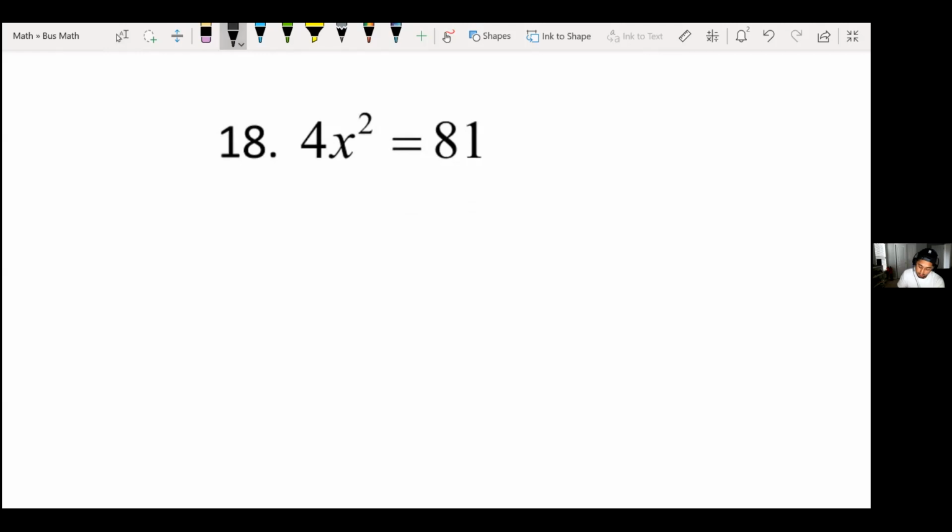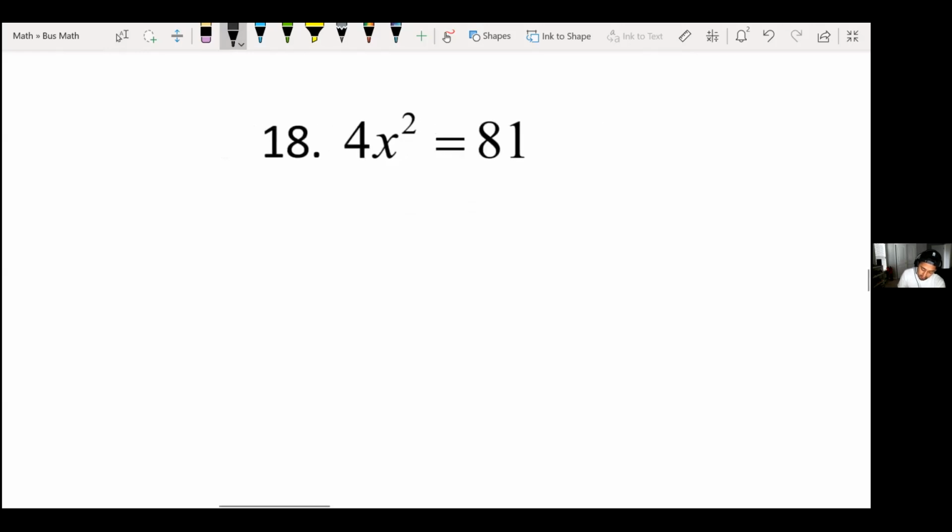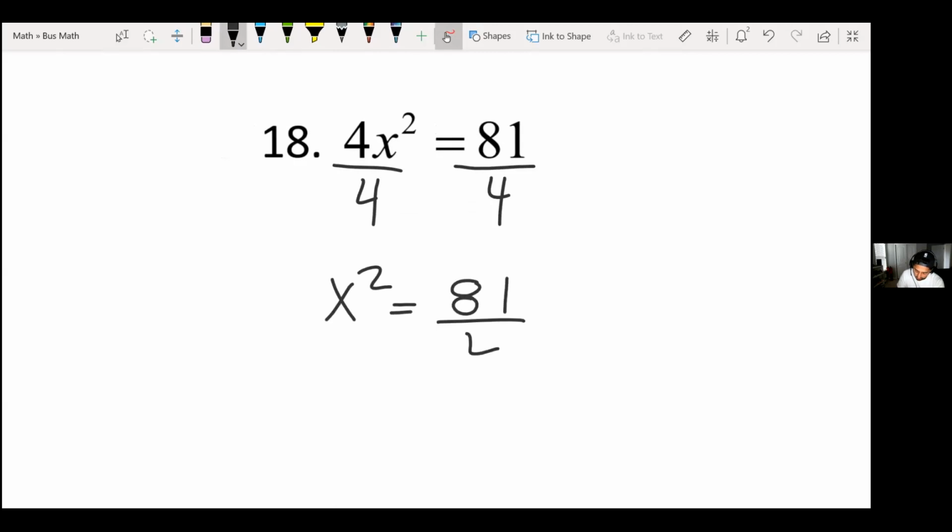Okay, 18. Again, looking for that form of just x squared on the left side. So here we will divide by 4, divide by 4, divide by 4. X squared equals 81 over 4. No common factors at all. So with that being said, you can square root both sides.